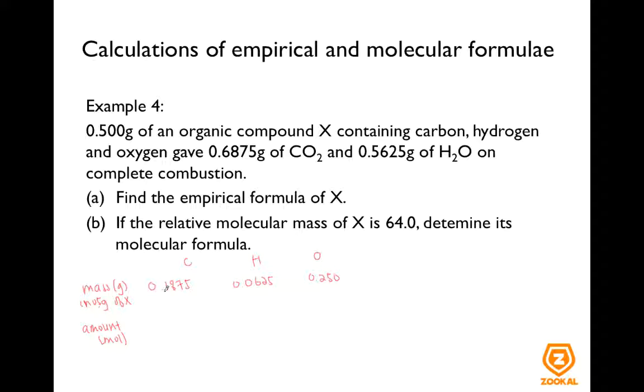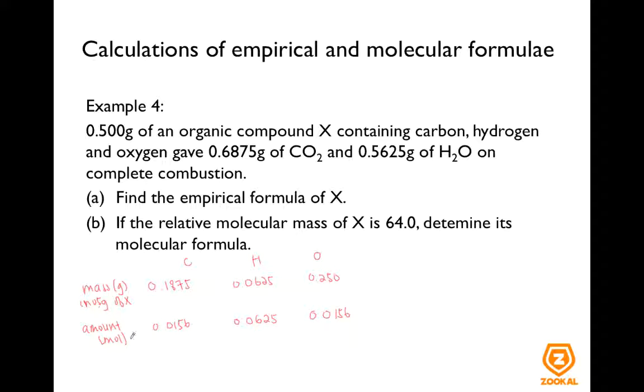So how do you find the number of moles from the mass? You would take the mass and you divide it by the molar mass or the relative molecular mass. So if I take 0.1875, I divide it by 12, you actually get 0.0156. If I take 0.0625 and I divide by 1, you will get the same thing, which is 0.0625. And finally, you take 0.250 and divide it by 16, and this is equal to 0.0156.